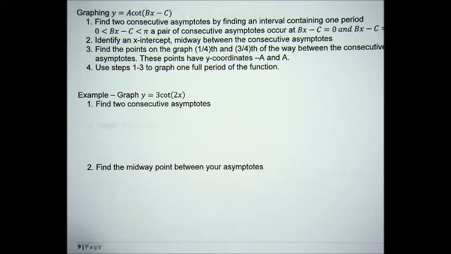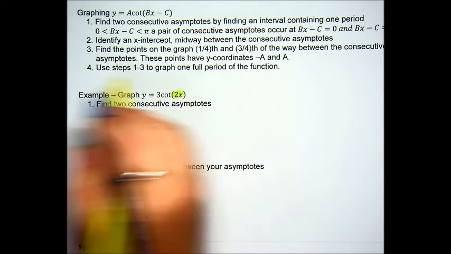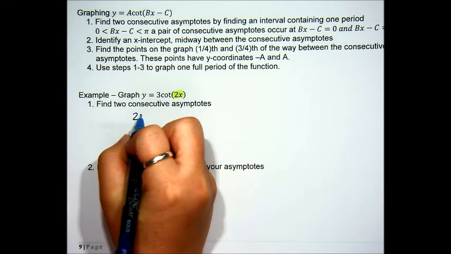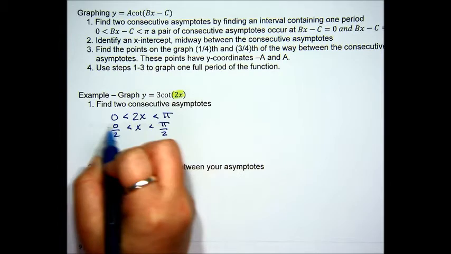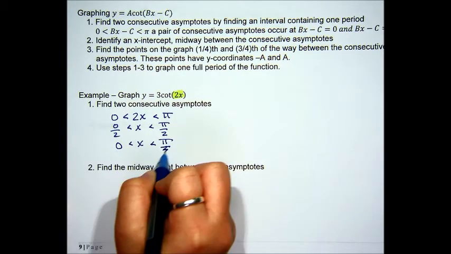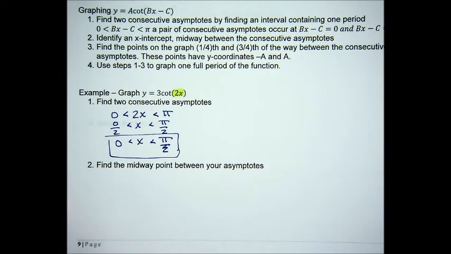So, here's an example. First step is to find two consecutive asymptotes, which means I'm going to take the inside of the function, 2x, and I'm going to set it between 0 and pi. And I'm going to solve for x. 0 divided by 2 is 0. So here are my asymptotes: 0 and pi over 2.